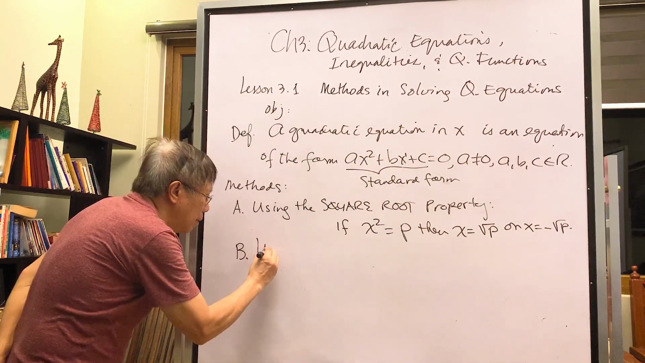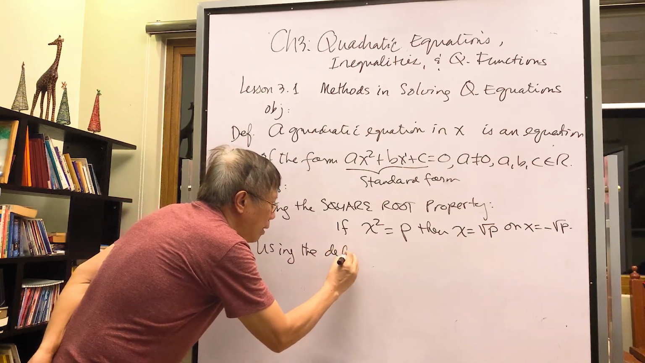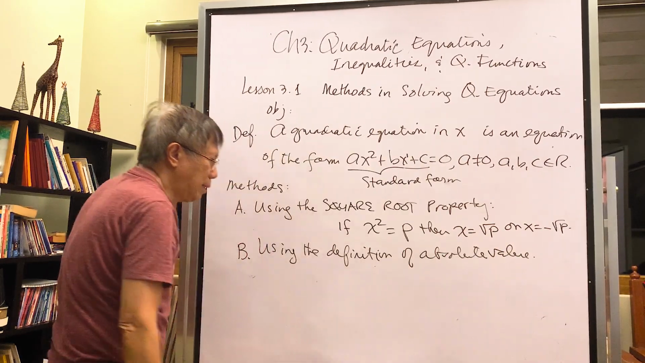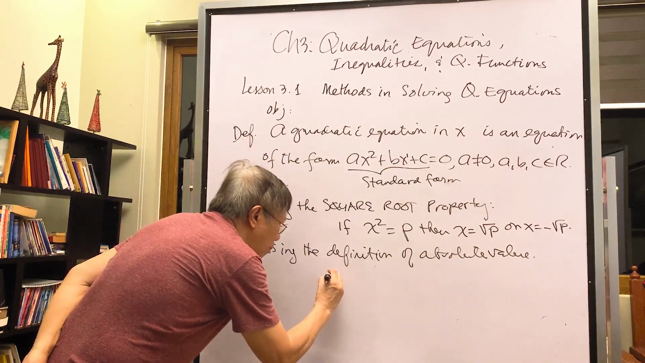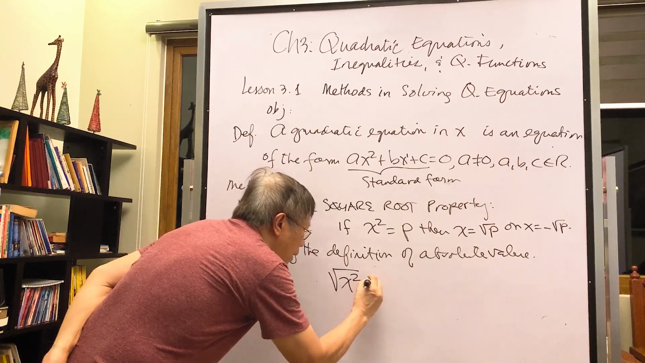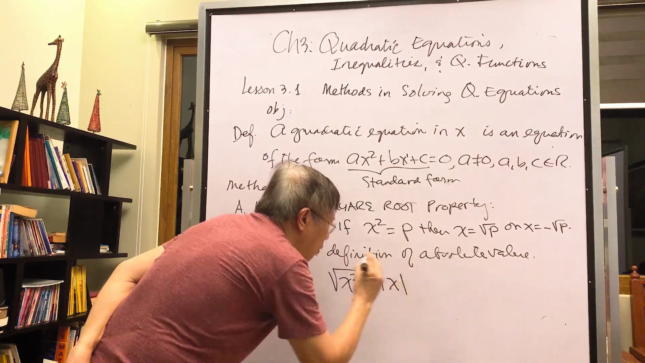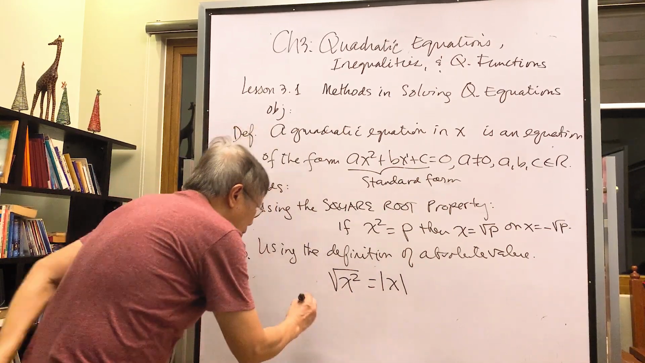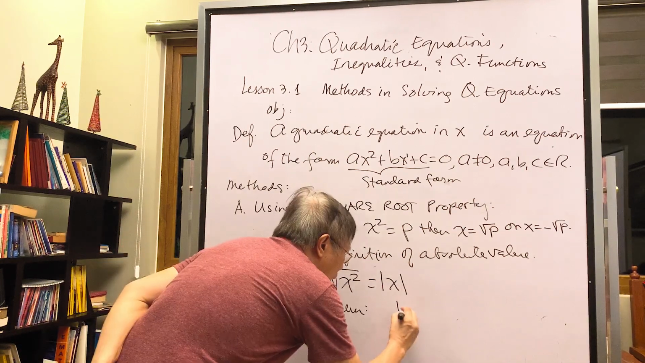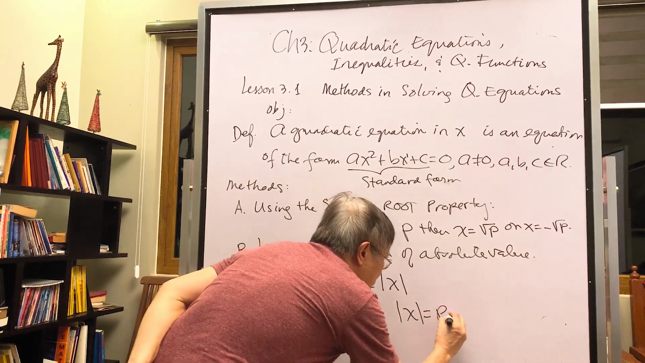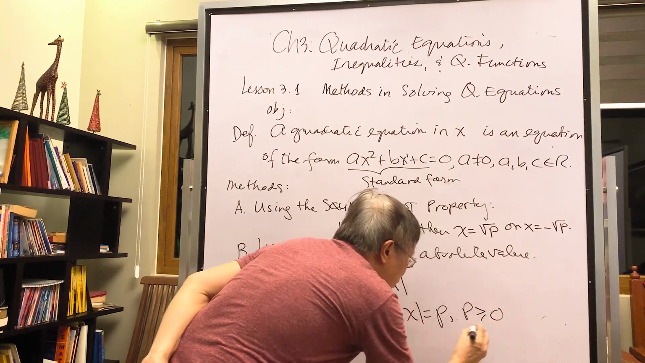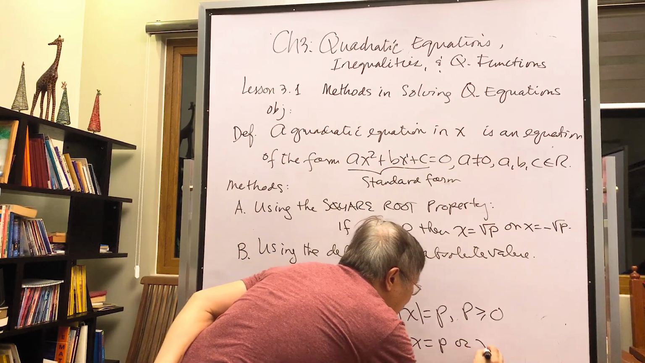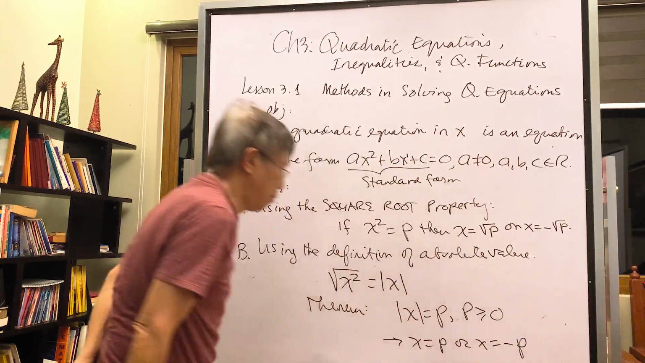Next method, using the definition of absolute value. What's the definition of absolute value? We have the square root of x squared is equal to the absolute value of x. Then, if we are on this form, we will now use the theorem: absolute value of x equals p, for p greater than or equal to 0, implies that x equals p or x equals negative p.